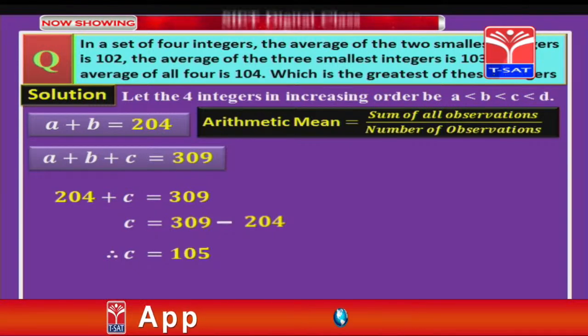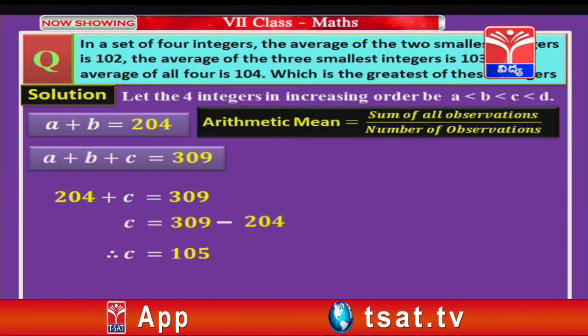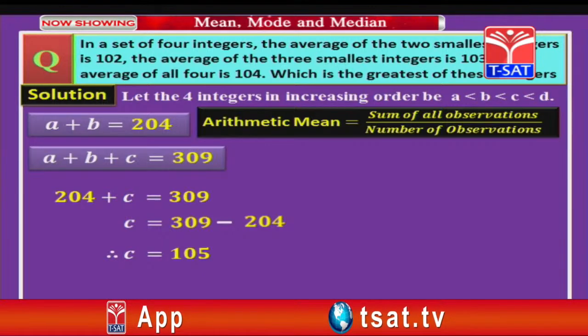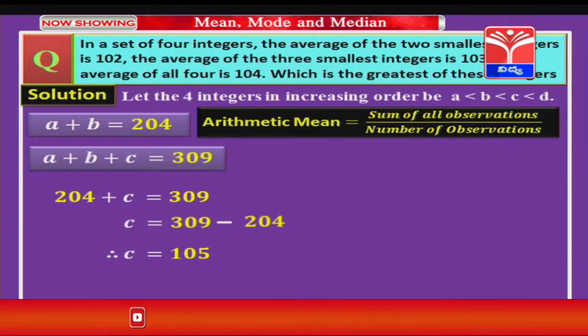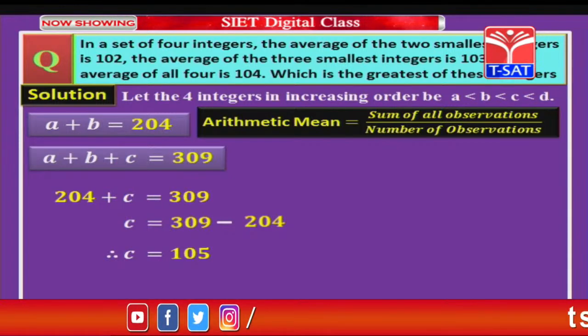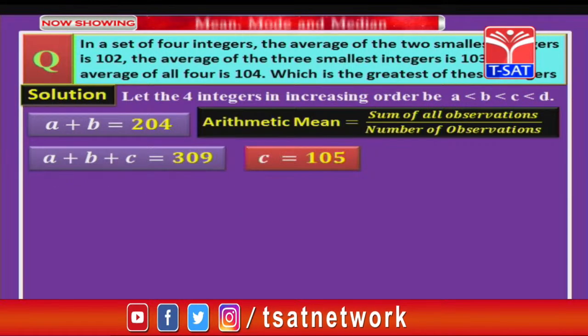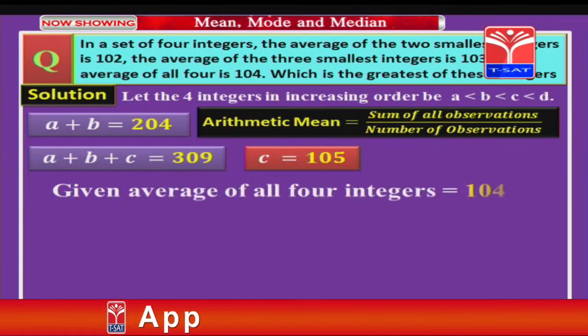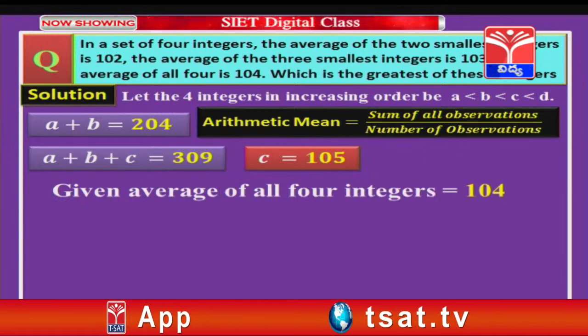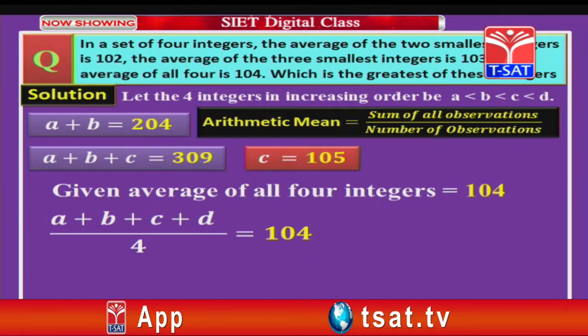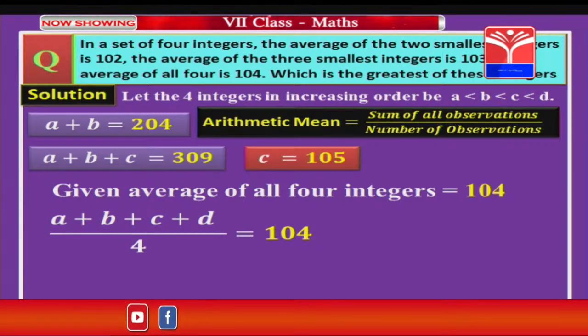Is the problem completed? No. Here d is the greatest of all these integers. So, we need to find the value of d, but we got only c. Now, let us see how to find the value of d. So, for that we are going to use the last condition, that is the average of all the 4 integers is 104. That means a plus b plus c plus d divided by 4 is 104.